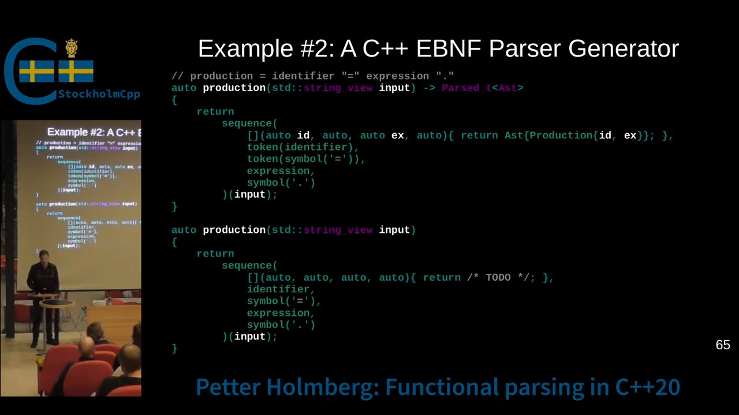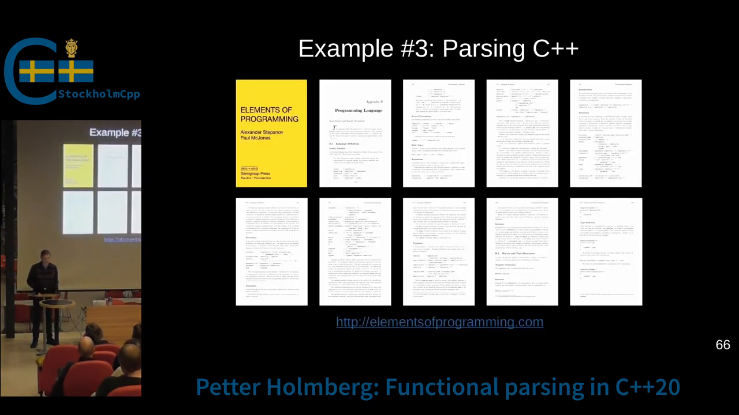Okay, so now that we're armed with this, we can go in further and try to implement some big parser. So what about parsing C++ itself? Okay, so that's quite a jump. C++ is notoriously difficult to parse. As you probably know, it's not a context-free grammar. There's many ambiguous situations. Actually, if you look in the standard, it's described in great detail how we parse C++.